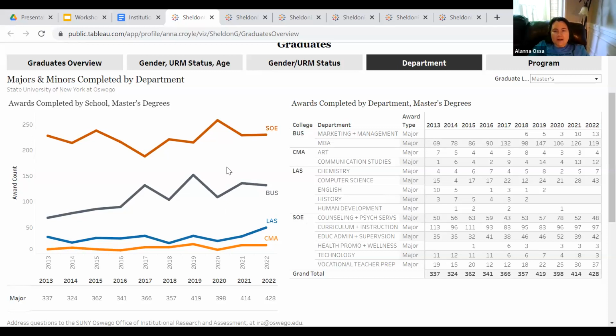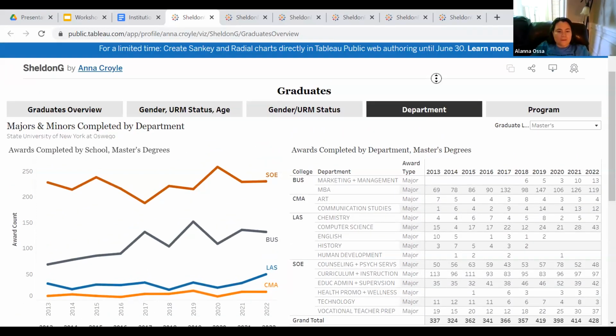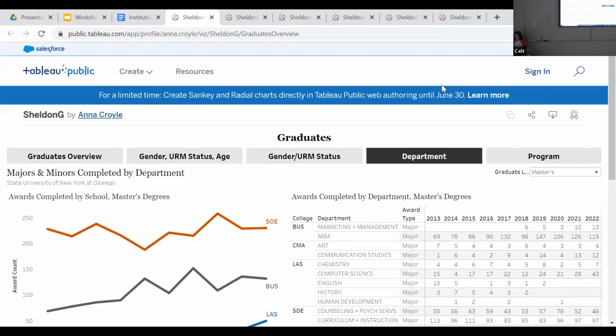So is HCI counted as computer science? It is under that department, yes. Okay, so that's why it's so huge. All right, that makes sense. Thank you. Yeah, of course. I did not understand what I was looking at. Now I do. Thanks.